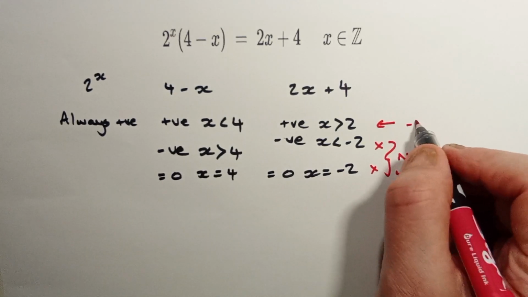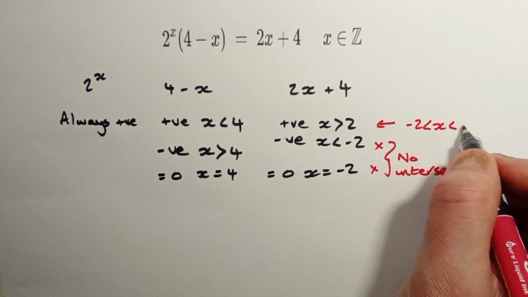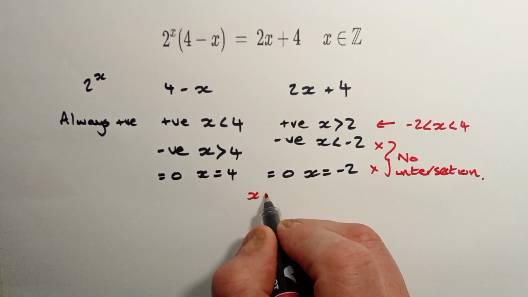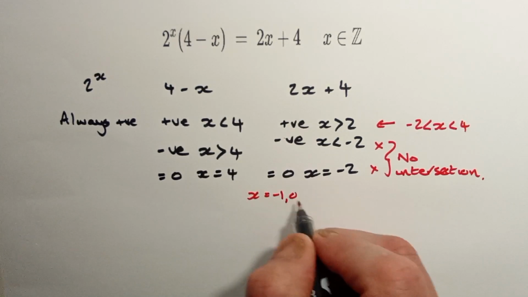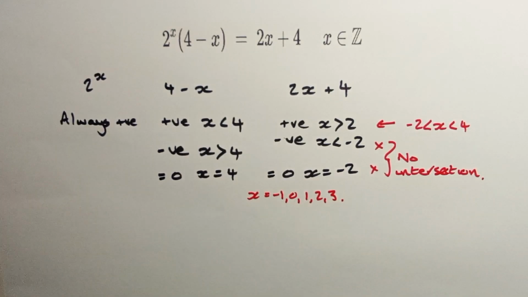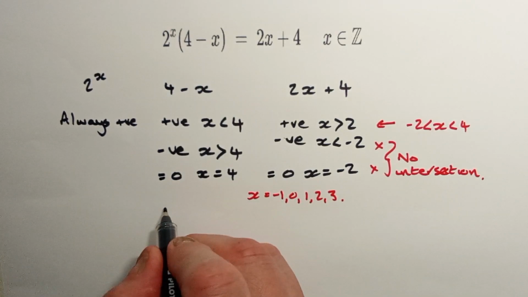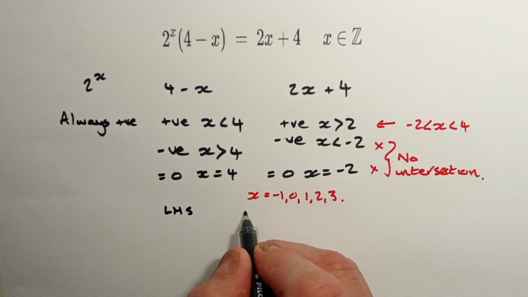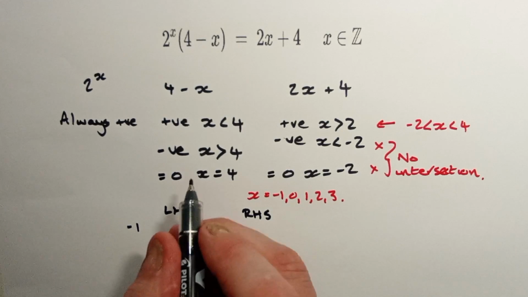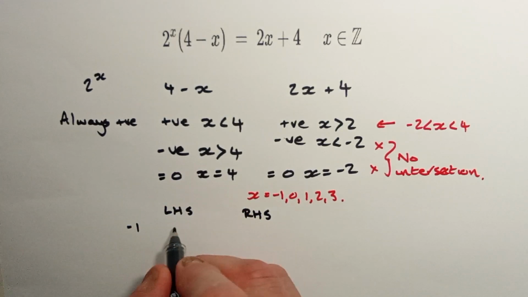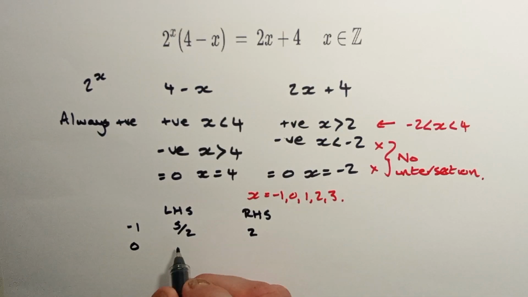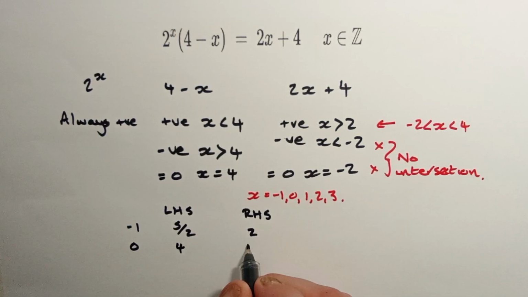So essentially, because we've also ruled out when x equals 4 and x equals minus 2, we're left with just x can possibly equal minus 1, 0, 1, 2, or 3. And brute force is probably the quickest way just to go through which is the correct answers. So pointing out the left-hand side and the right-hand side, when x is minus 1, the left-hand side is 5 over 2, and the right-hand side is 2. When it's 0, it's 4 and 4.